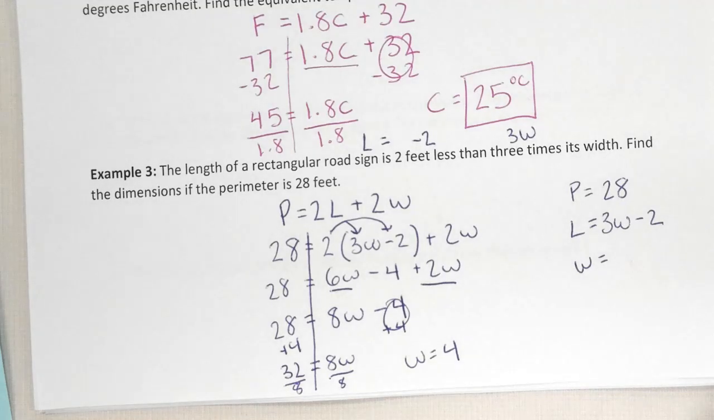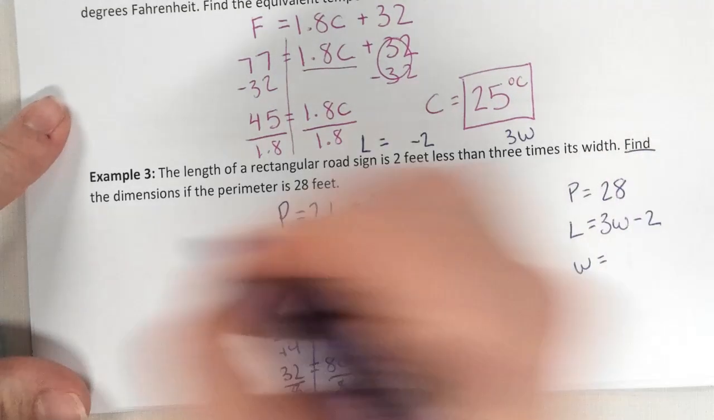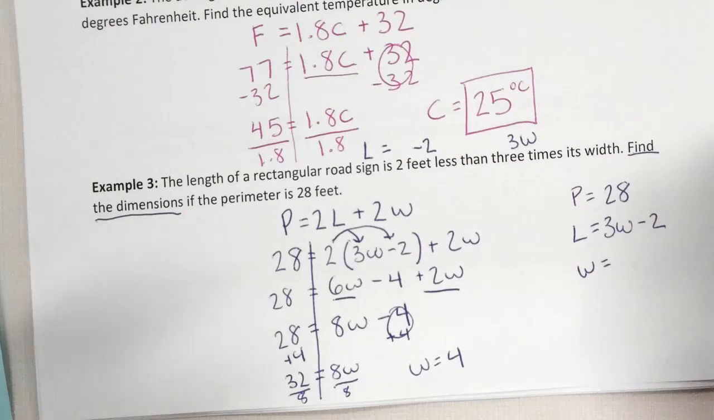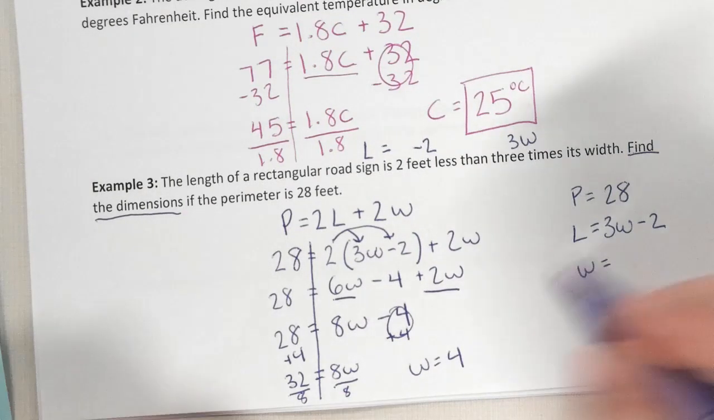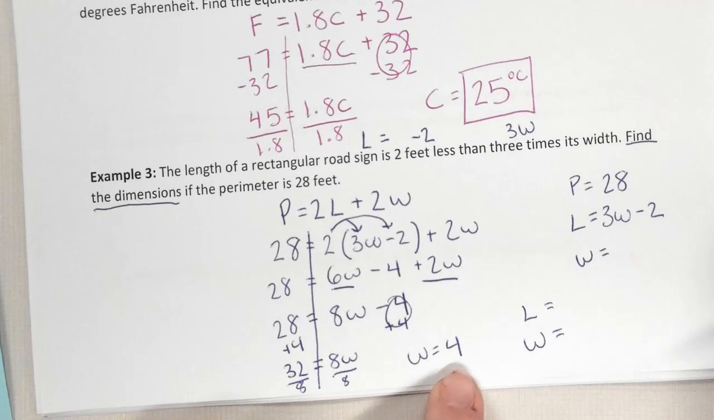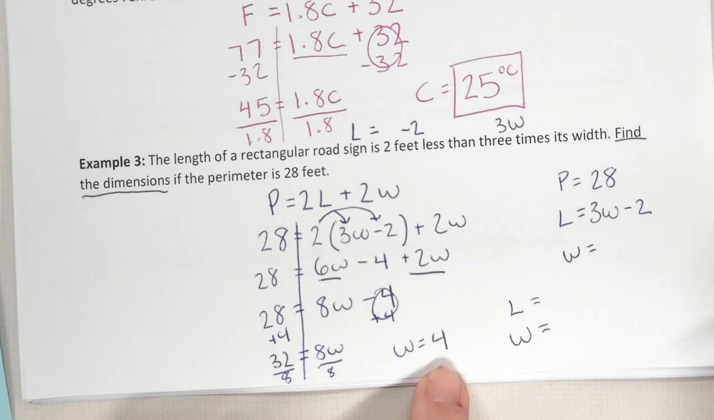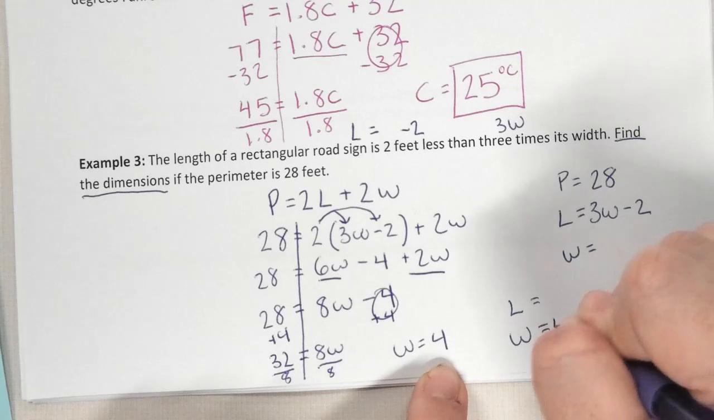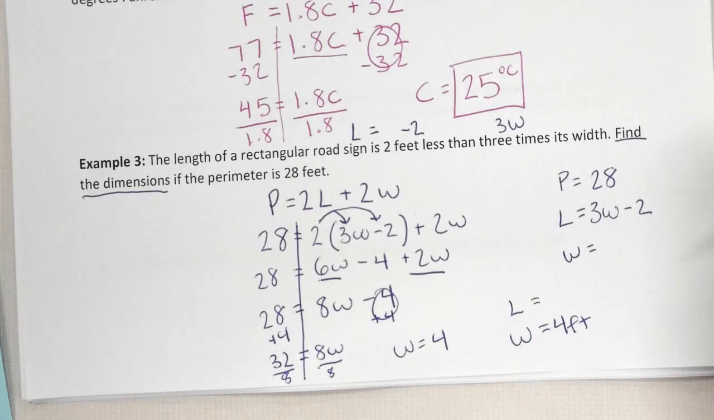So now I need to go back and figure out what my question is asking me. It says find the dimensions. Well, dimensions means length and width. Well, what do I already know? My width. What's my width? 4 what? So 4 feet. How do I find my length?